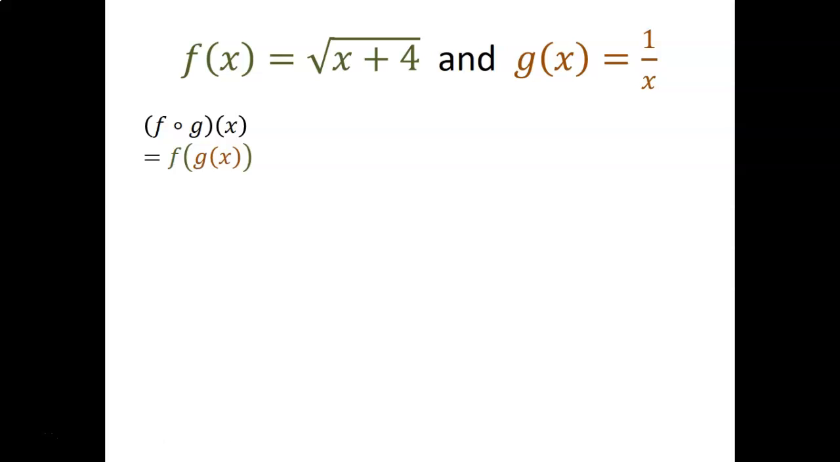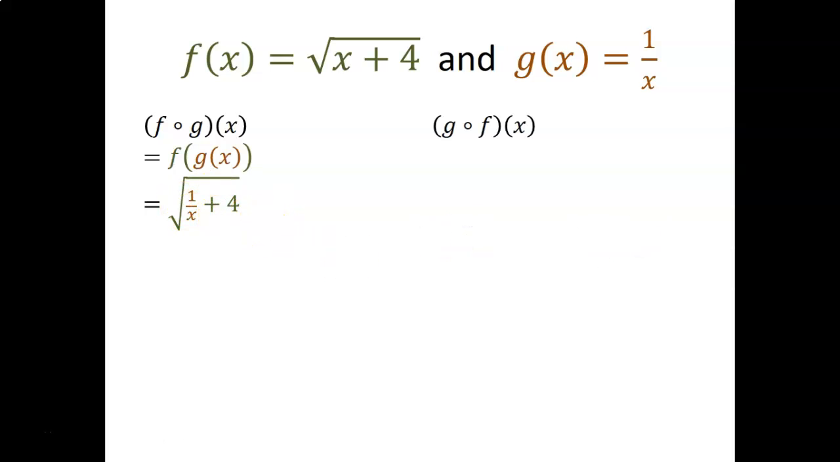So see if you can imagine what this looks like. Write it down if you have pencil and paper handy. Did you write down the square root of 1 over x plus 4? We just took the formula for f and we replaced x with g of x, which is 1 over x. F of anything is the square root of that anything plus 4. So f of g of x is the square root of 1 over x plus 4.